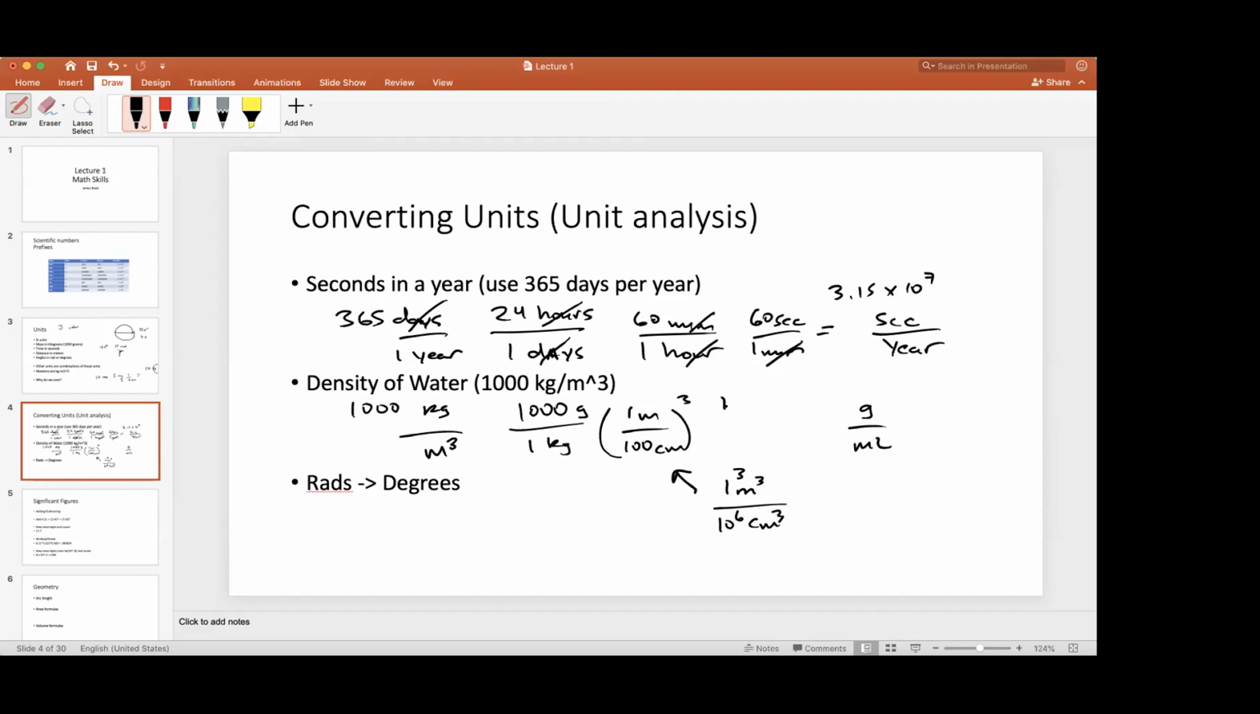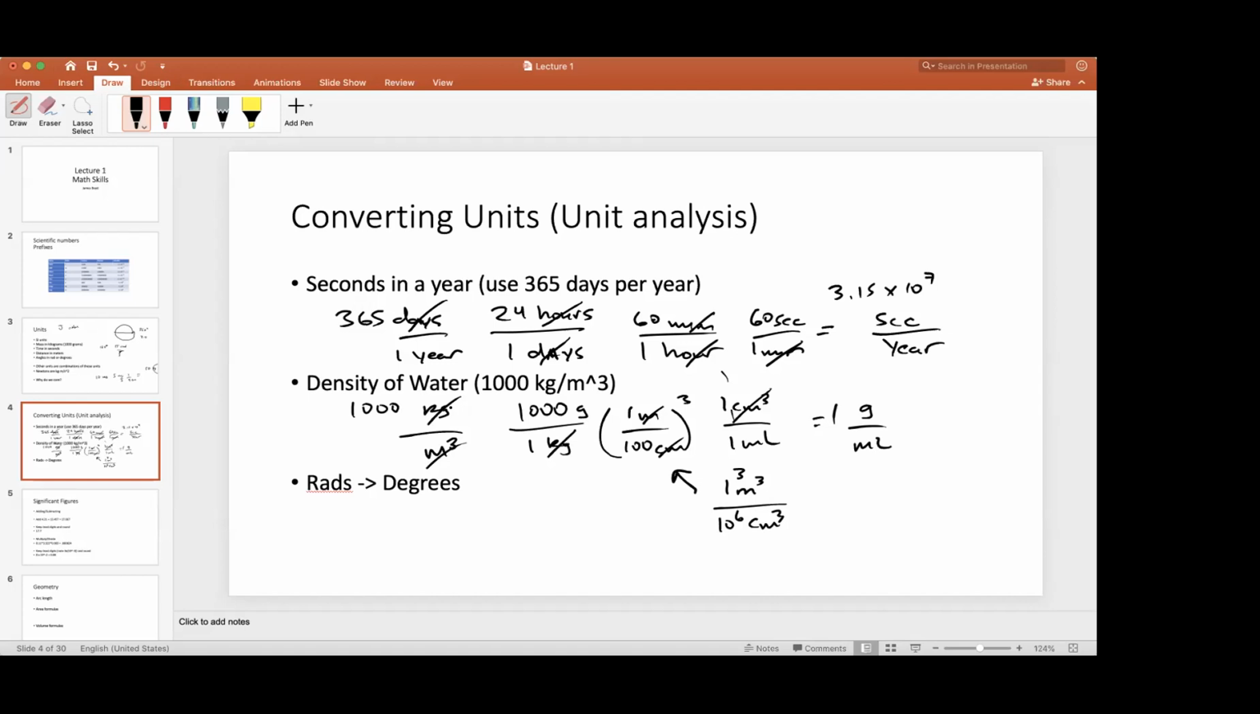And then in 1 milliliter, there is 1 centimeter cubed. Okay, and so we see that this 1,000 times 1,000 gives us 10 to the 6 over 10 to the 6. They cancel. And we get 1 gram per milliliter because our cubic centimeters, our cubic meters, our kilograms all cancel. Okay? So if you're in chemistry class, you may use, for the density of water, 1 gram per milliliter. For us, we will in general use 1,000 kilograms per meter cubed as the density of water.